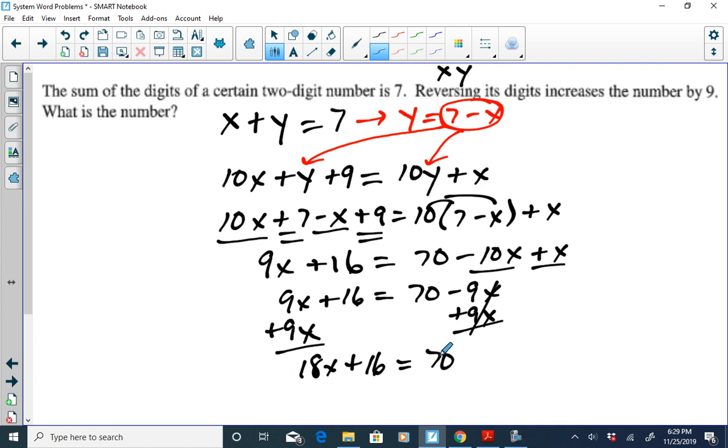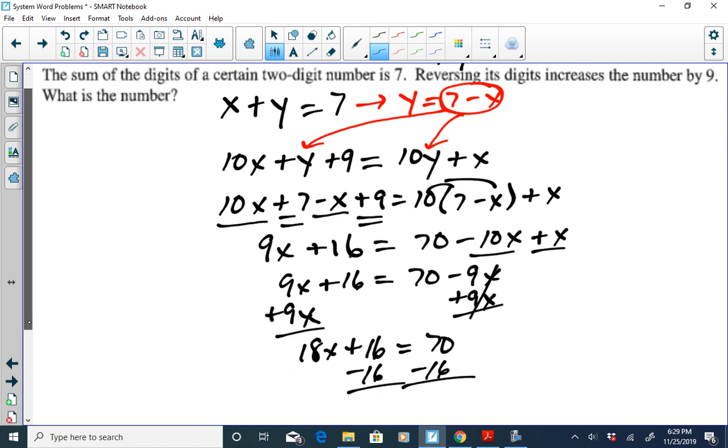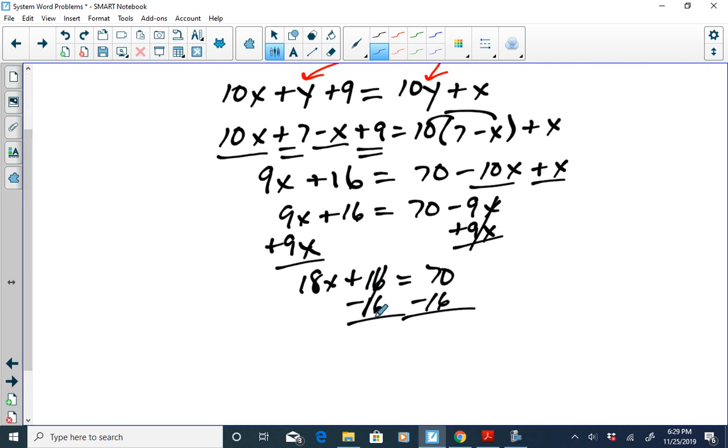Okay, so now we have our two-step equation. We're going to subtract 16 from both sides of the equation. Right, that's going to be 0. So now we're left with 18x equal to 70 take away 16. What's that? 54. Then we divide both sides by 18. They cancel, and we wind up with x equal to 3.